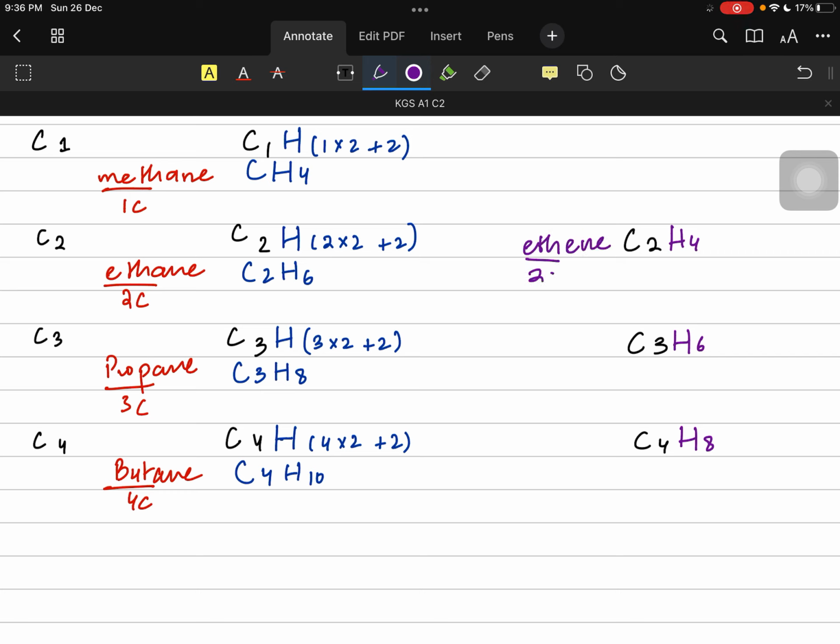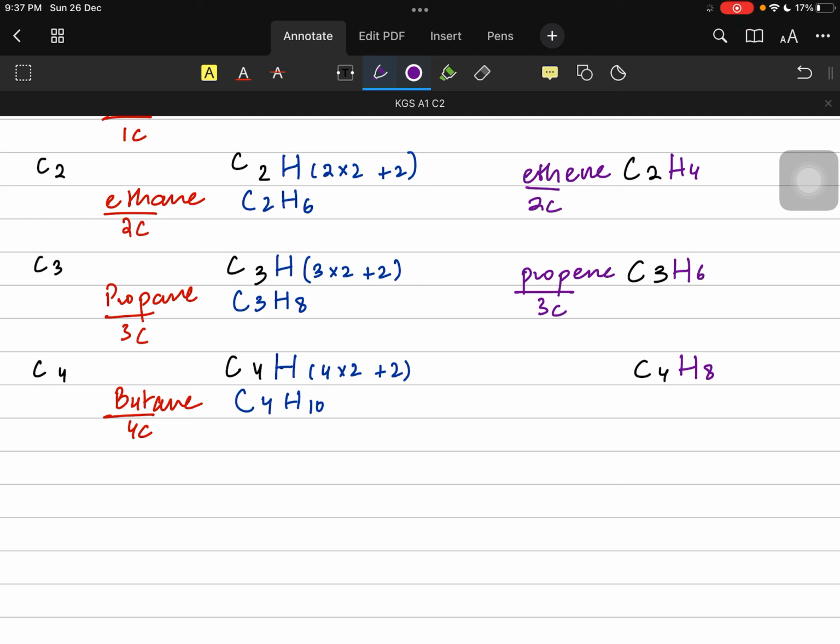Even the naming has a similar pattern, so it's ethene. Eth means 2 carbon, ene means alkene. Or you can say propene. Prop means 3 carbon, ene means alkene. Or you can have butene for that matter. But means 4 carbon, ene means alkene.